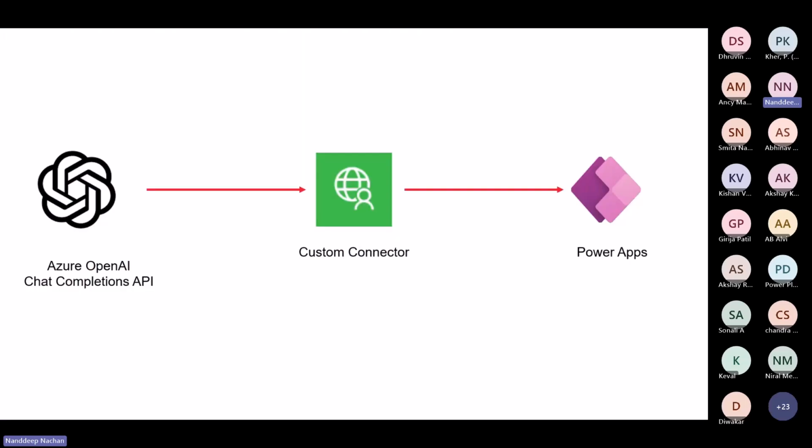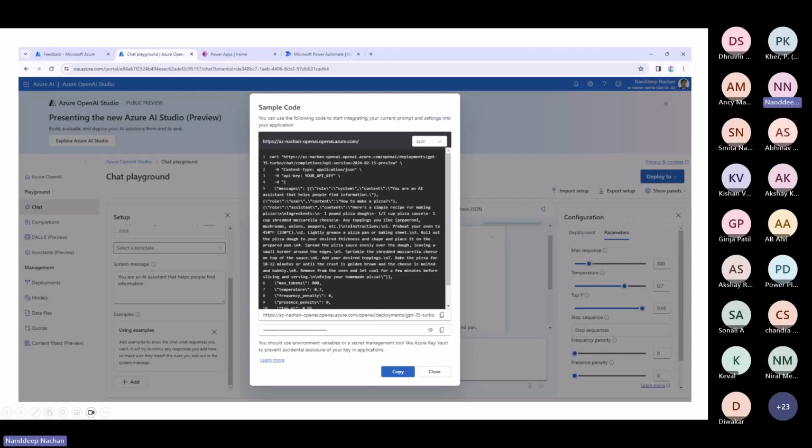Before that, I just want to quickly walk you through the steps, how we are going to do that. We just have seen that there are chat completions APIs available in Azure OpenAI. We are going to consume those through a custom connector. We will build a custom connector for that, and then we are going to consume that in Power Apps. This is the same thing that we will follow for chat completions as well as while we are generating the images.